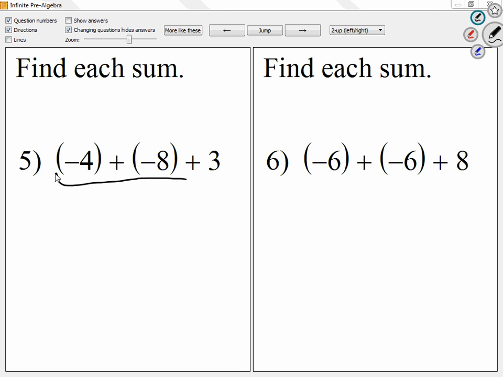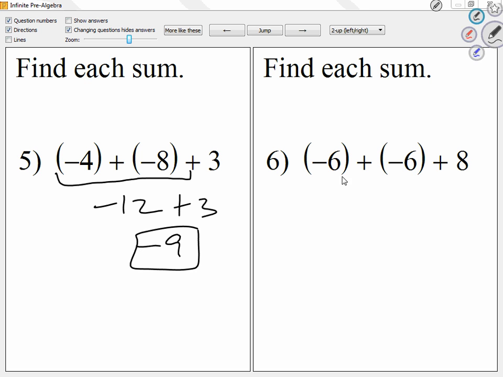I'm looking at the first two, -4 and -8. Let me call that -12. Remember, when they have different signs, you subtract. When they have the same sign, you add. So I have -12 plus 3. How much is -12 plus 3? -9. Right, because we subtract and keep the sign of the larger one. So we have this idea until question number 8. Any questions up until 8? Number 8?